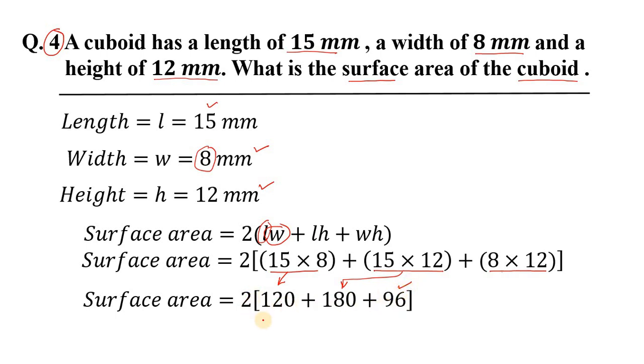The sum of these values multiply with 2, we get 792 millimeter square. This is our final answer.